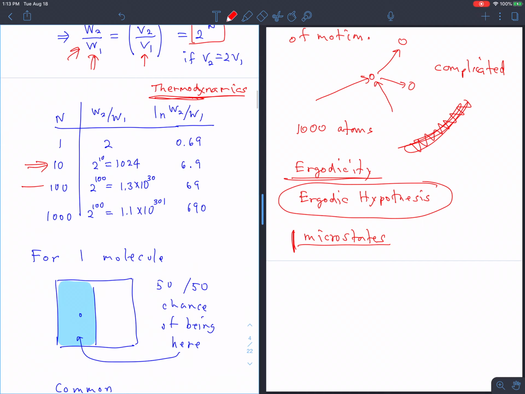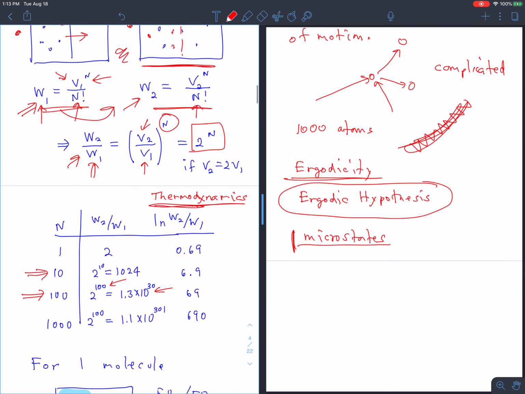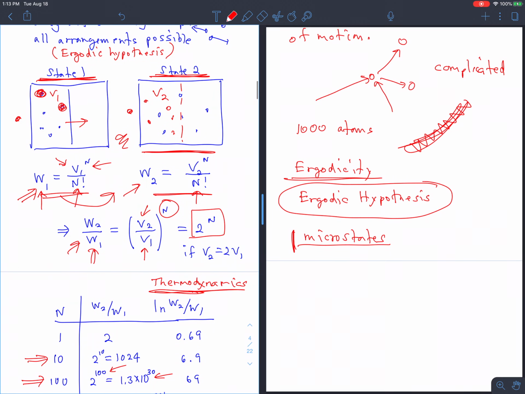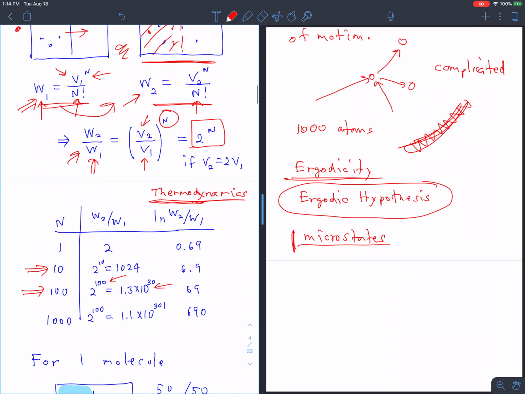If we go to 100 now, it's 2 to the 100th power. That's 10 to the 30th. That means we're never going to see anything except the atoms spread out. We're never going to see them all just on one side spontaneously. The statistics alone, there's no forces involved here. There's no energies or anything. There's no mechanical processes going on here, no mechanical forces. It's just statistics. It's pure statistics.